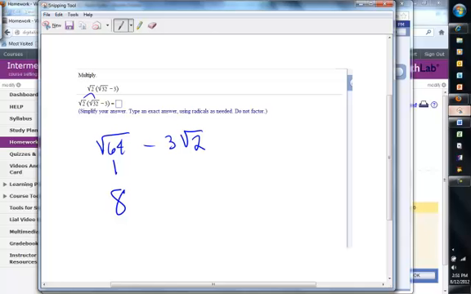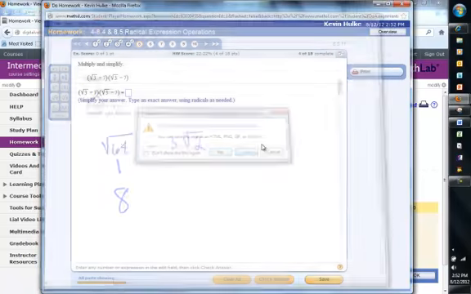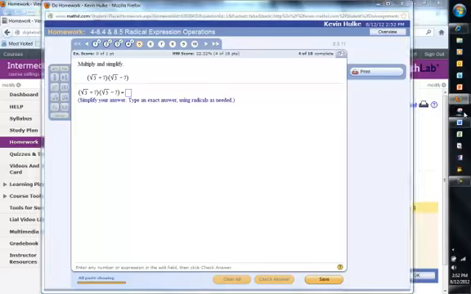Next one. Oh, by the way, you can do this one on your calculator. So you would press square root 2, and then parentheses, square root 32, minus 3, close parentheses, and your calculator says 8 minus 3 square root 2. Next one.